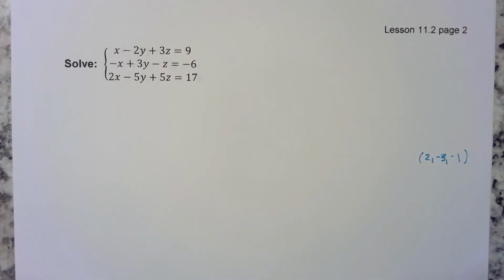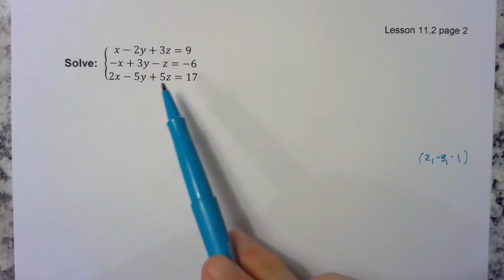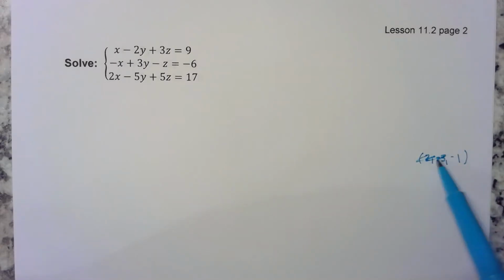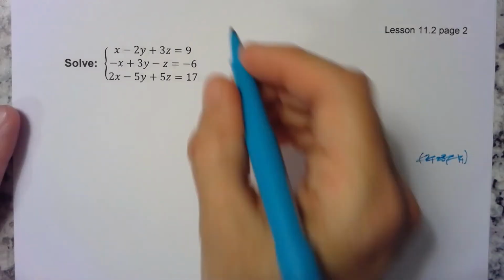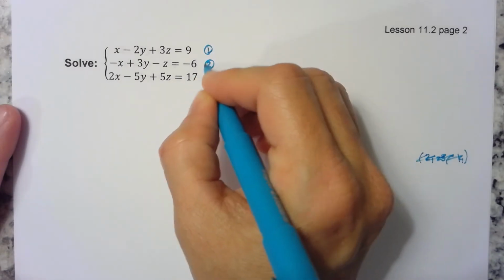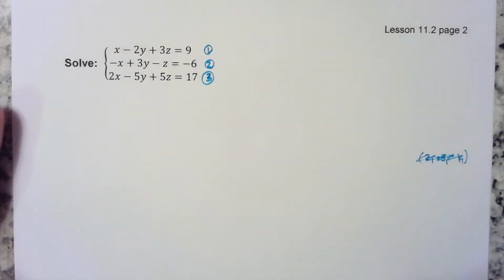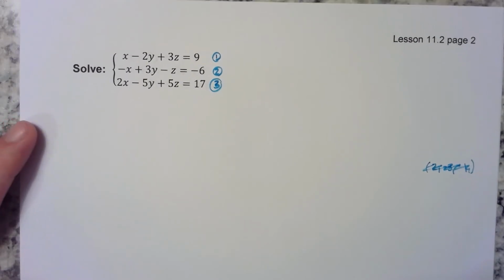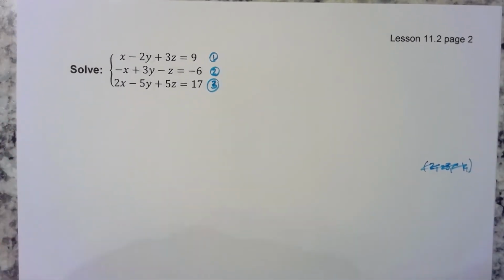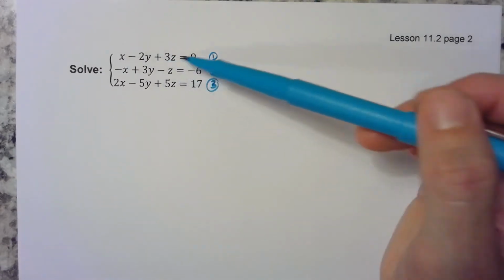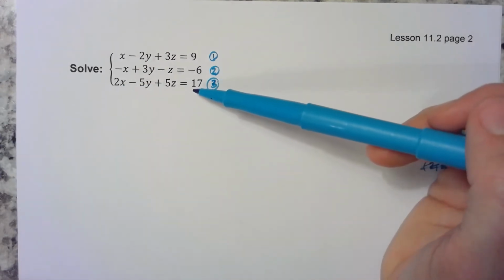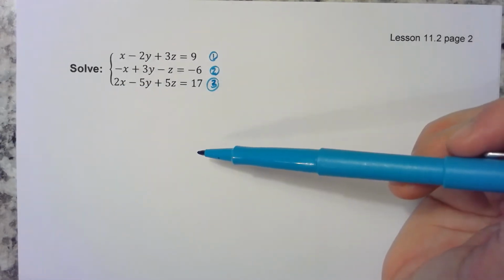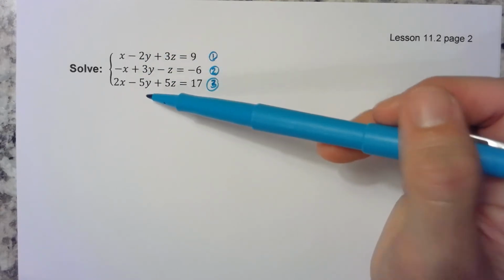Okay? So that's what we're looking for. We're looking for an ordered triplet that represents a point of intersection of these three planes. Alright? So let's see what we can do with this problem. The very first thing that I always do is just number them. Equation 1, equation 2, equation 3. After that, you want to make sure you look at all three equations at the same time. Figure out, based on what you're looking at, which variable would be the easiest to eliminate in all three equations.